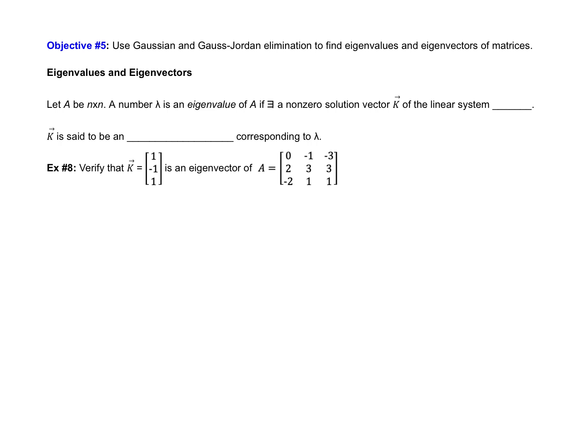Okay, so last thing we can see in objective 5 is we're using Gaussian and Gauss-Jordan elimination to find what we call eigenvalues and eigenvectors. Let A be a square n by n matrix. Then we say that a number lambda is an eigenvalue of A if there exists a non-zero solution vector k of the linear system A times k is equal to lambda times k. That k is said to be an eigenvector corresponding to lambda. So let's take a look to see practically what that means in example 8.